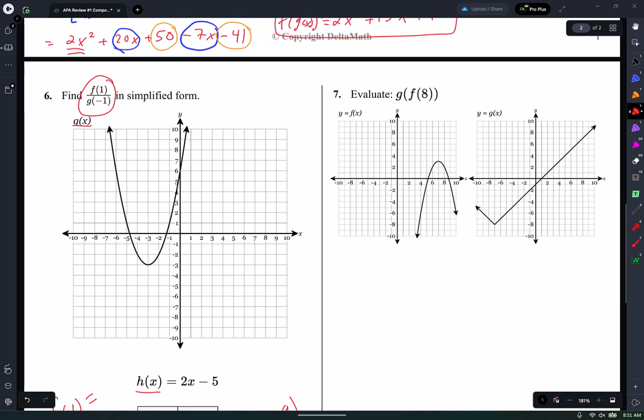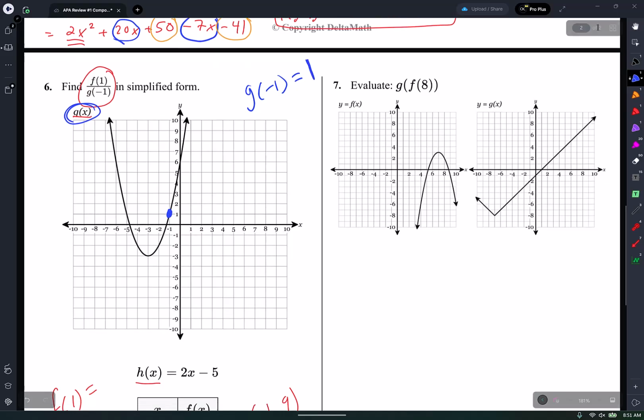What else do I want to know? I need to know g of negative 1. So I'm going to put this one in blue. I need g of negative 1. Well, here's my graph of g. So what this means is when x is negative 1, what is my y value on this curve? So I go to negative 1, and I put a point where they want my y value. What is that y value? So g of negative 1 is just 1.